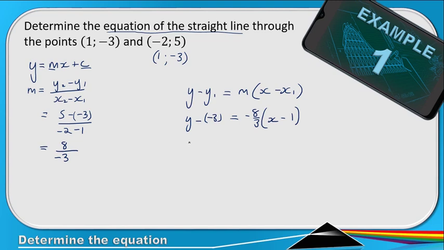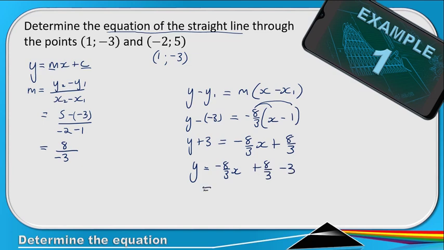Minus and minus is a plus, so y plus 3 is equal to, and then on this side I multiply into the bracket, so I have minus 8 over 3 x, and then minus and a minus is a plus 8 over 3. And the final thing I need to do is take the 3 over and then just add the like terms. So y is equal to negative 8 over 3x plus 8 over 3 minus 3.